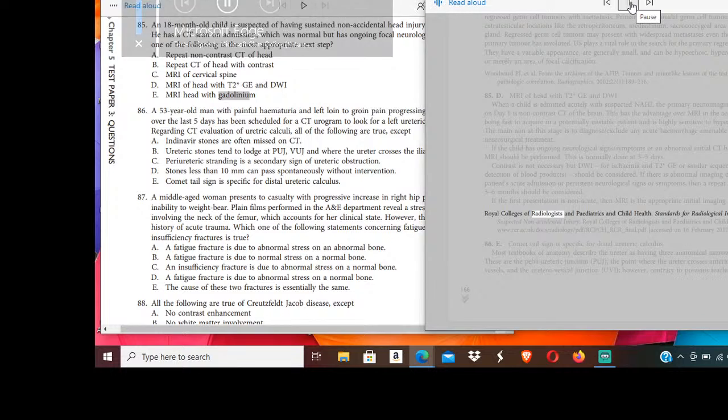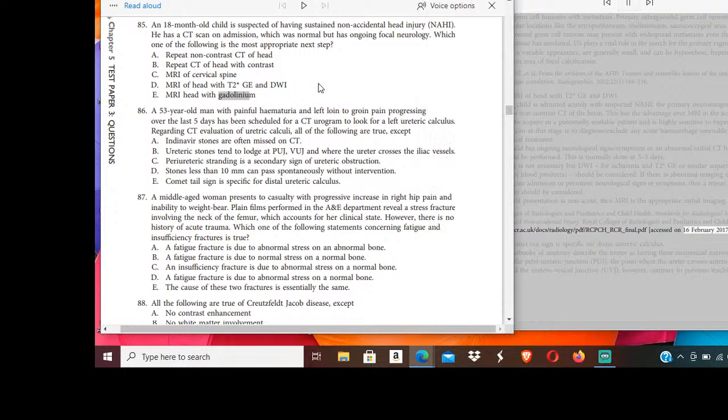Royal Colleges of Radiologists and Paediatrics and Child Health. Standards for Radiological Investigation of Suspected Non-Accidental Injury. Royal Colleges of Radiologists and Paediatrics and Child Health, 2008. www.rcr.ac.uk/docs/radiology/pdf/rcpch_rcr_final.pdf, accessed on February 16, 2017.